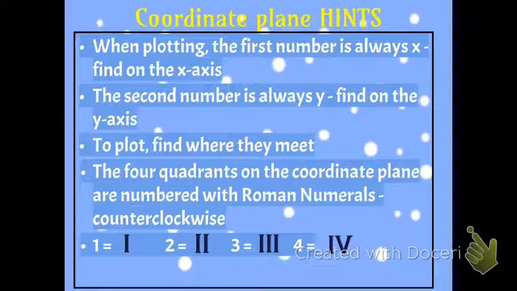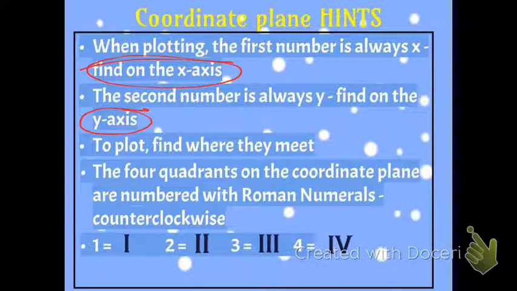It says, when plotting the first number is always x, and you're going to find it on the x-axis. Okay, the second number is always y, and you're going to find it on the y-axis. To plot, like we just talked about, you find where they meet. Now this part may be new. How many people are familiar with numbering them with Roman numerals?